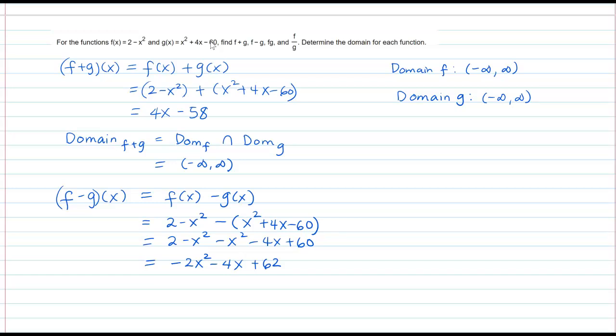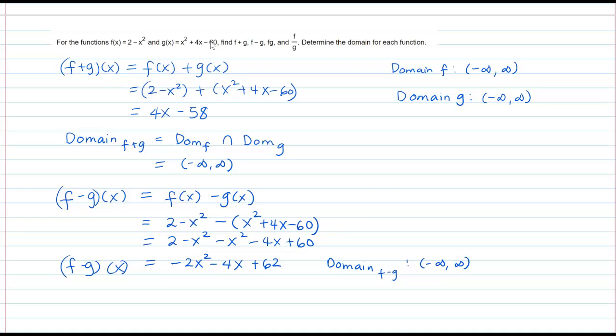This is your f minus g of x. And the domain for that is also the intersection of f and g. So therefore, the domain of f minus g of x is the set of all real numbers, negative infinity to positive infinity.